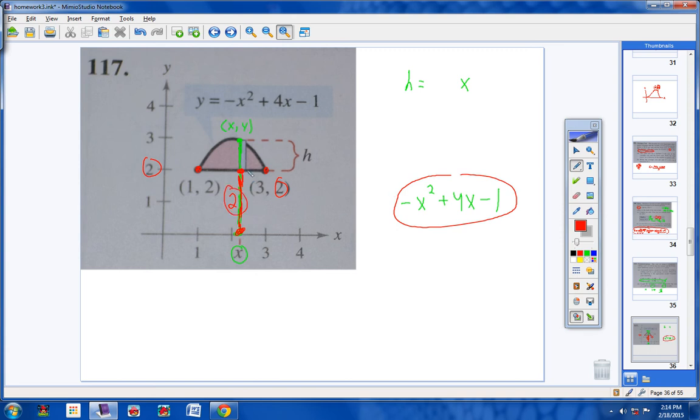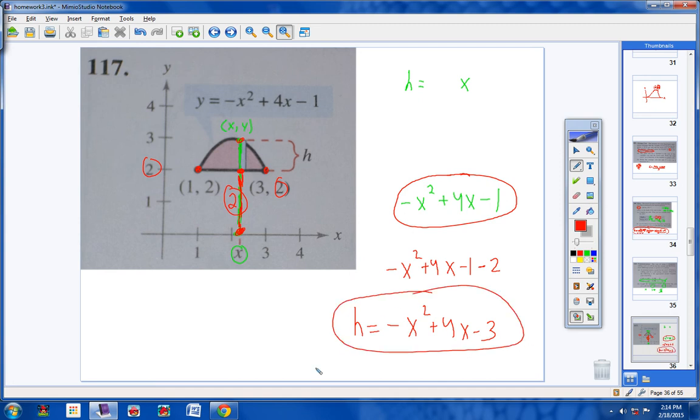Think about it, guys. If this whole green line was 10, pretend it was 10, and this red line was 2, 10 minus 2 is 8. This little green line right here would have to be 8. So I'm going to take my whole green distance, which is this, minus this distance here, minus 2, and that'll be the height in terms of x. So simplify it and you're done. Not too bad, guys. There it is. So your height of the rectangle equals that right there. That's pretty cool. All right, number 119.